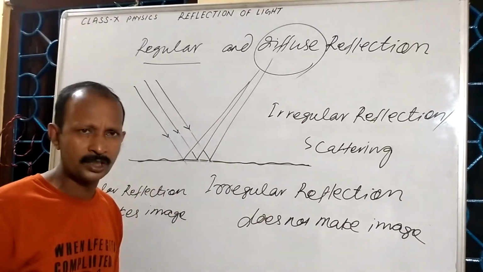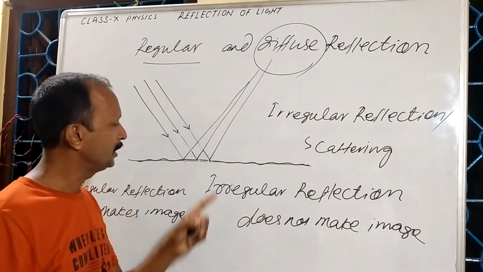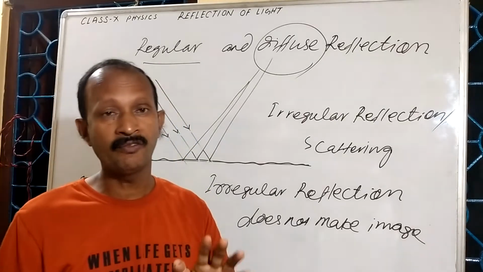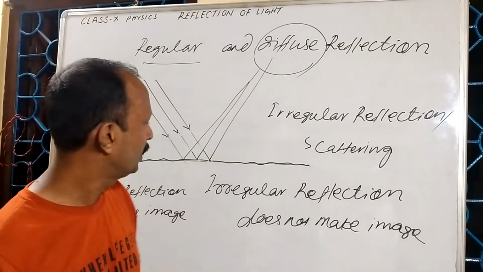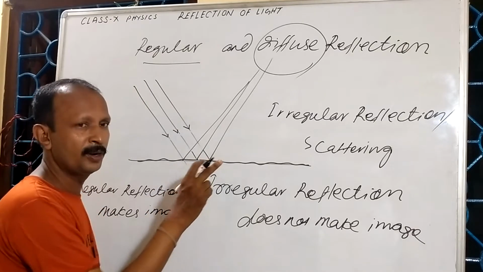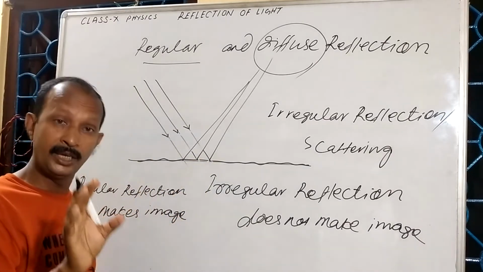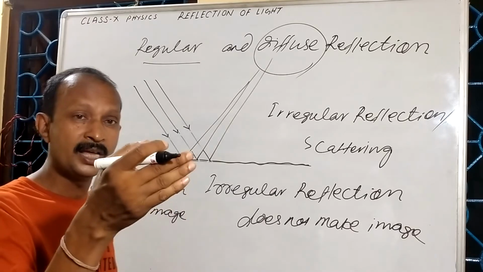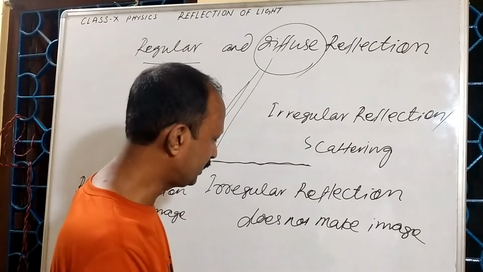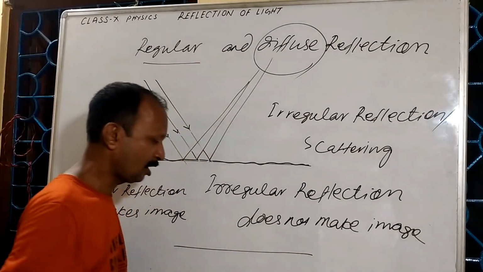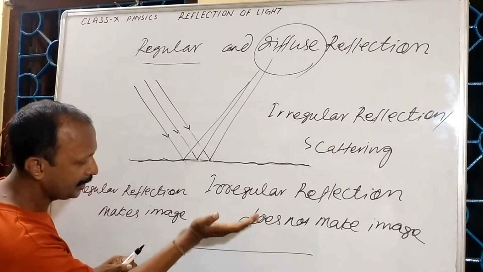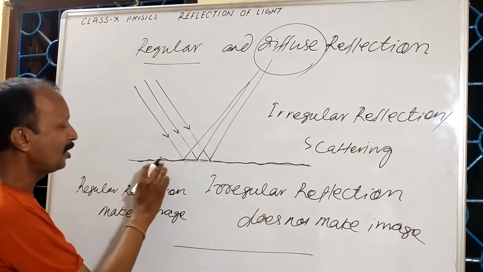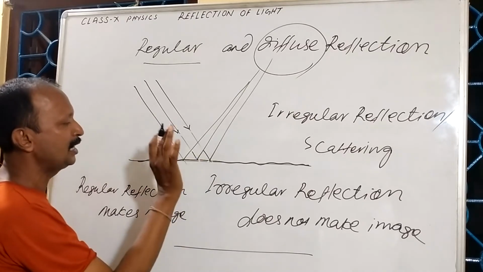One thing I would like to say, don't think that here there is a failure of the laws of reflection. In fact, there is no failure of laws of reflection. Here also the angle of incidence equals the angle of reflection. The fact is that in a smooth surface, all the particles are facing in one direction, but here all particles are not facing in one direction.